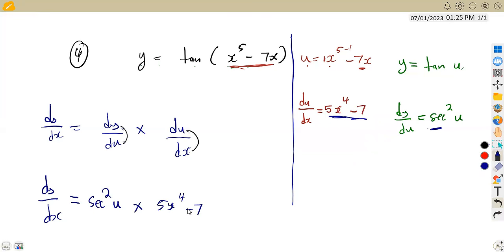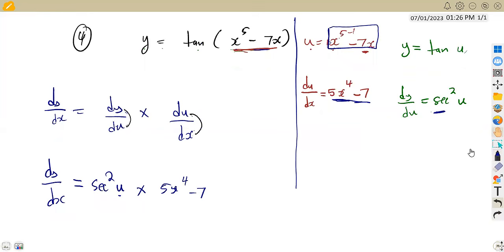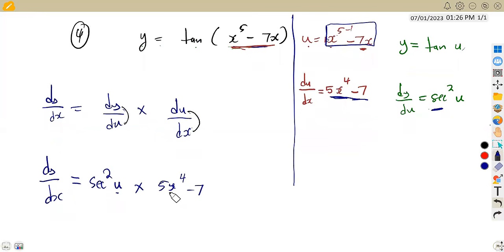So now with the simplification part, we can substitute our u in this case. Remember we said u is equal to x to the exponent of 5 minus 7x. So that is what you're going to substitute here in place of u. We can start maybe by rearranging. We can start with the algebraic, then follow with the trig function. So dy/dx is going to be 5x to the exponent of 4 minus 7.